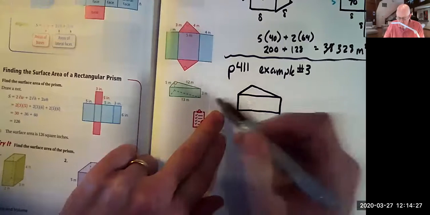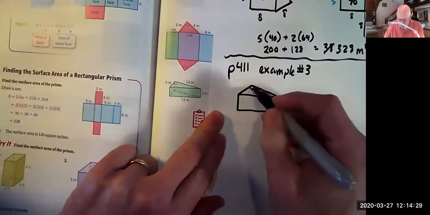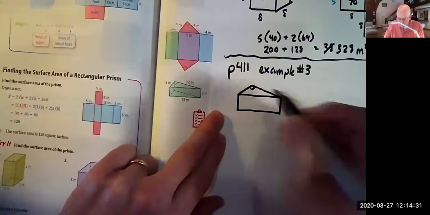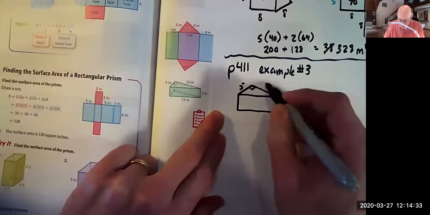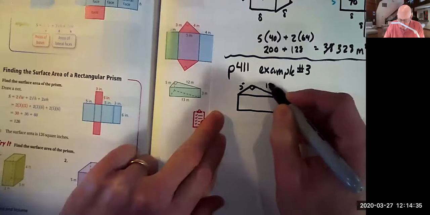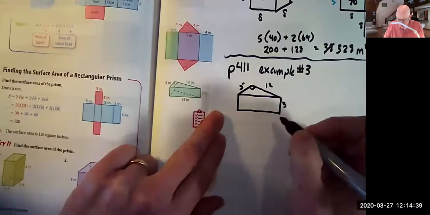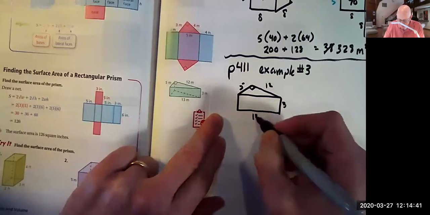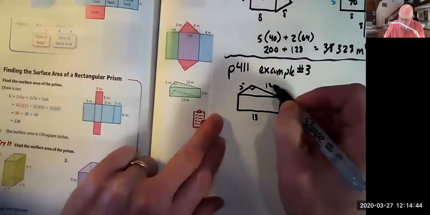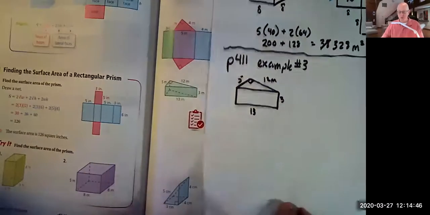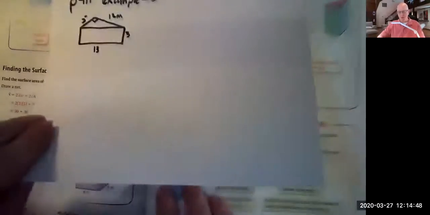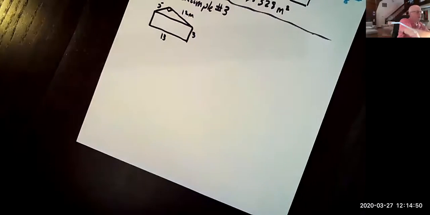And I'm not going to draw all those dotted lines, but I am going to put that this is a right angle, and that this measurement is 5, this measurement is 12, that this measurement is 3, and this measurement is 13. And those are all in meters. I'll just mark one of them as meters. All right, and then we can work on the page. I'll get rid of the book again, and we'll see what we have.